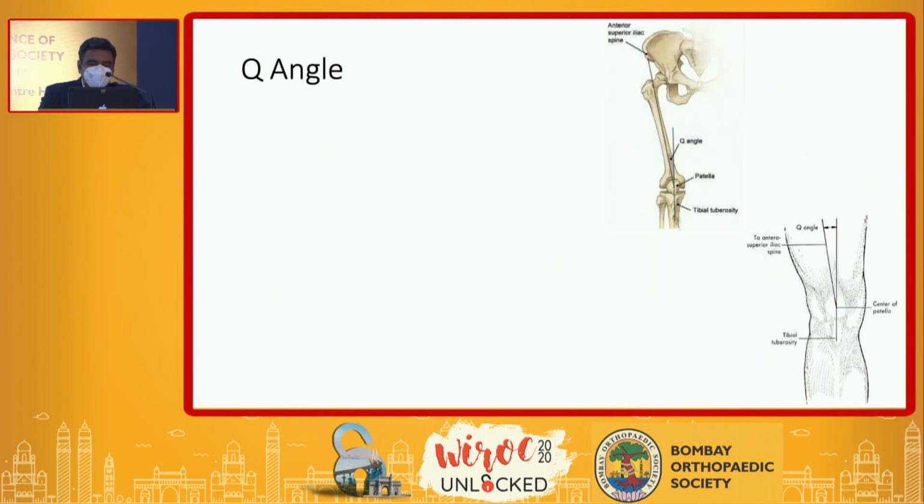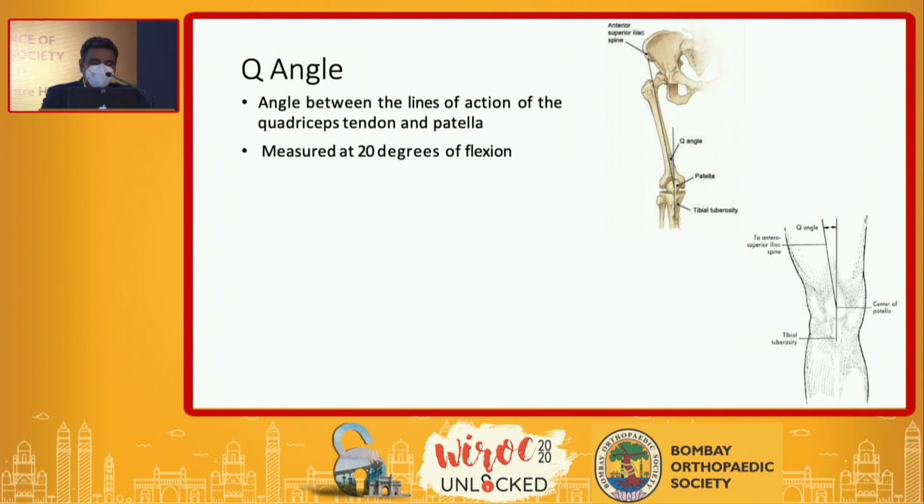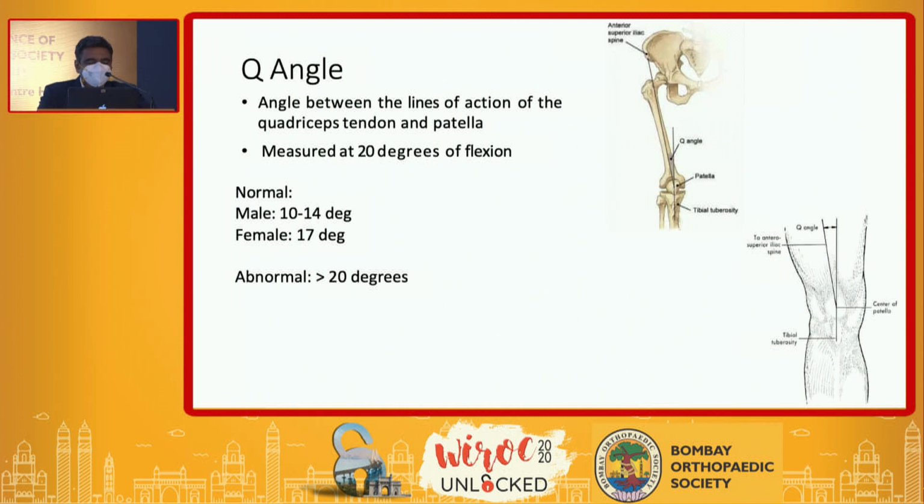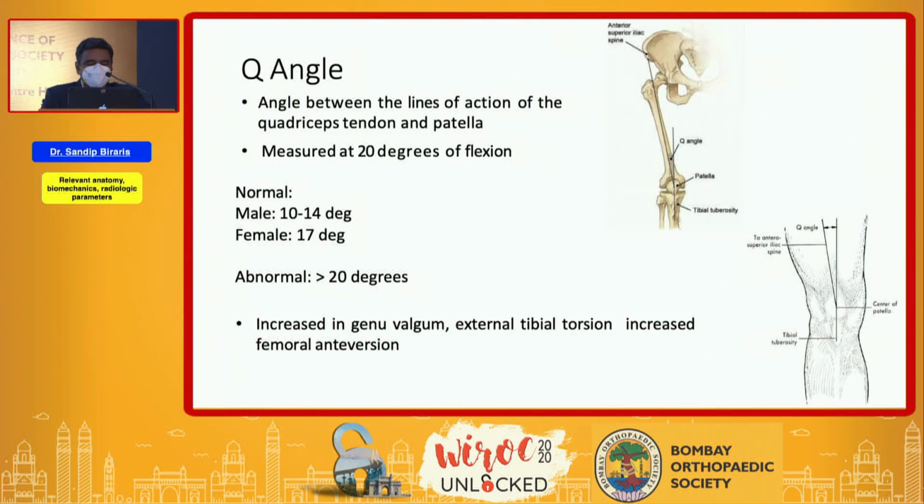What is Q angle? Quadriceps angle is the angle between the line of action of the quadriceps tendon and the patella. It is usually measured at 20 degrees of flexion. Normally it is up to 17 degrees, and anything beyond 20 degrees is abnormal.